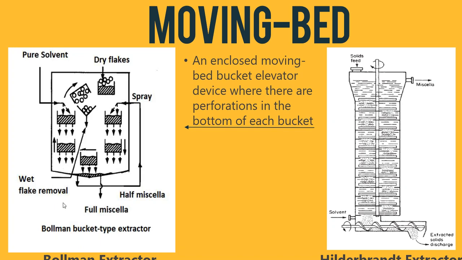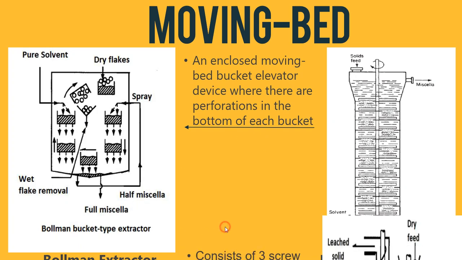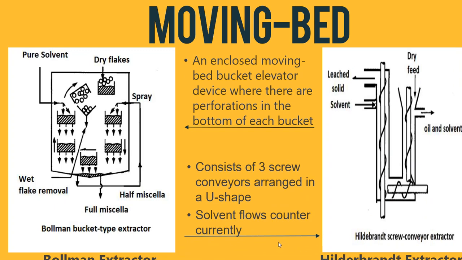Now the liquid that has the pure solvent and the solute from the solid is what we call the miscella. As for the Hildebrand extractor, it may consist of 3 screw conveyors arranged in a U shape. The solvent flows countercurrent through the solid. So here you have buckets, and in the Hildebrand extractor you have screws, but both are utilizing a moving bed in transporting the solid countercurrent to the pure solvent that will leach out the solute from it.